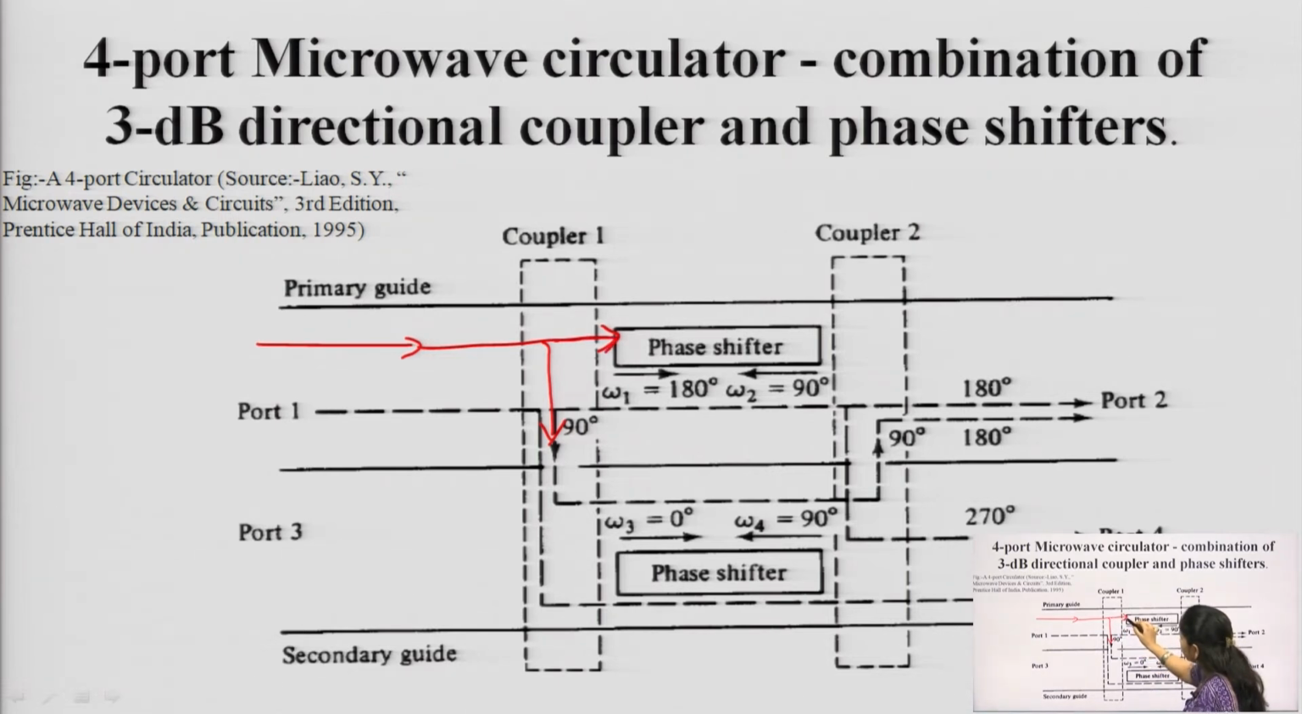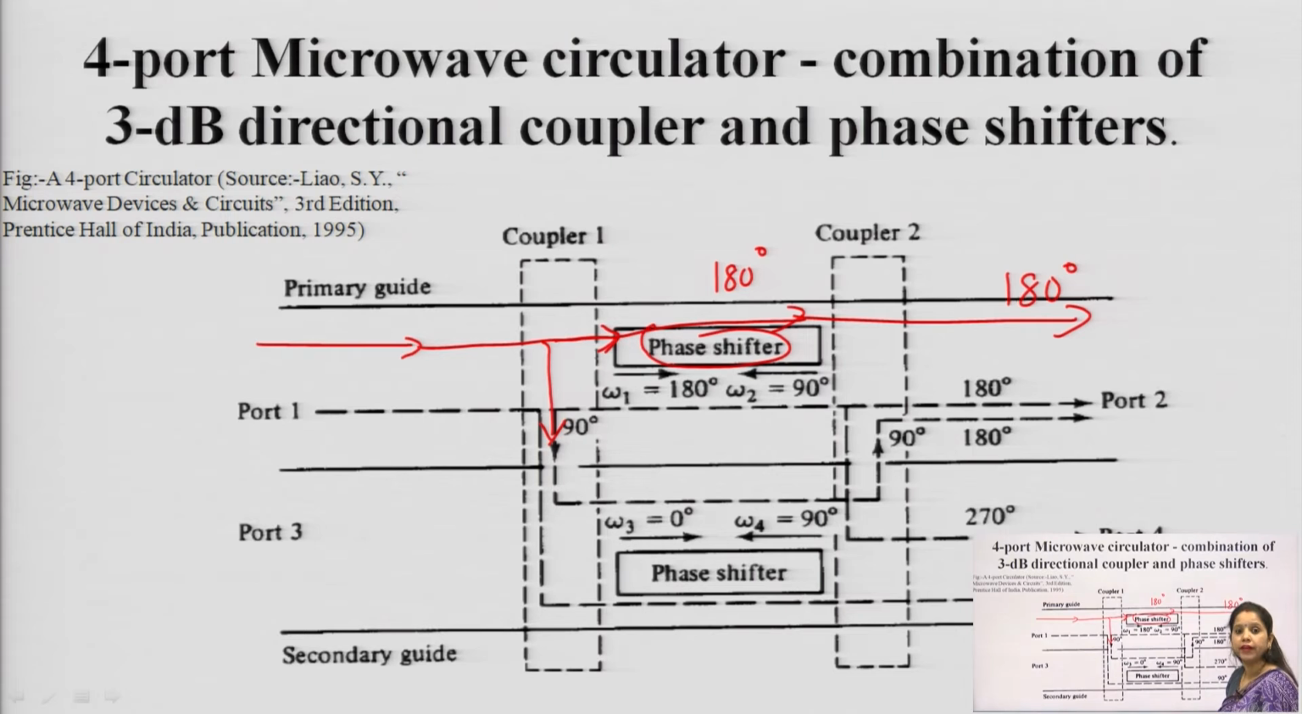When this signal goes this way, there is a phase shifter first. This phase shifter will provide a phase shift of 180 degrees to it. So, when it reaches here, the signal has a phase of 180 degrees.